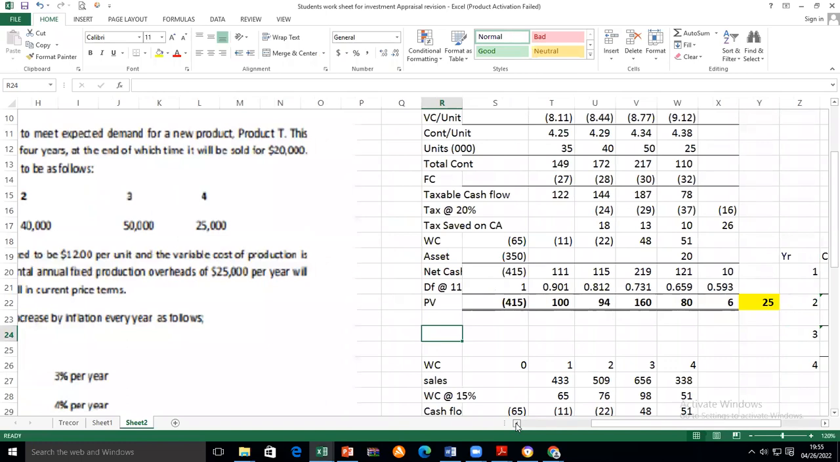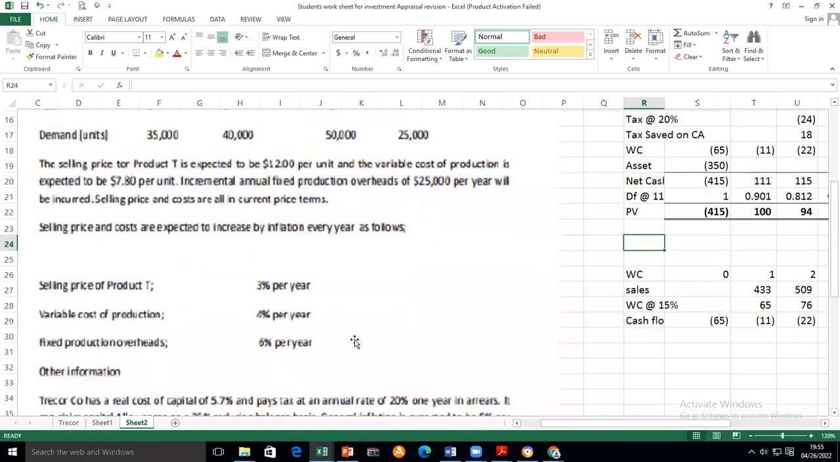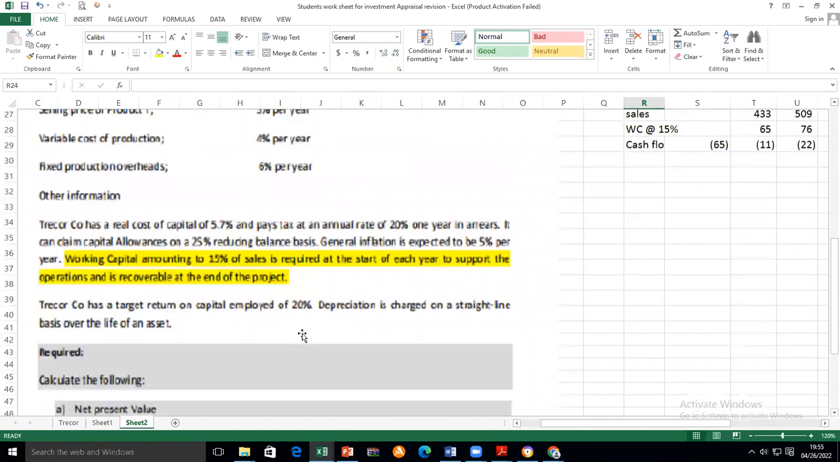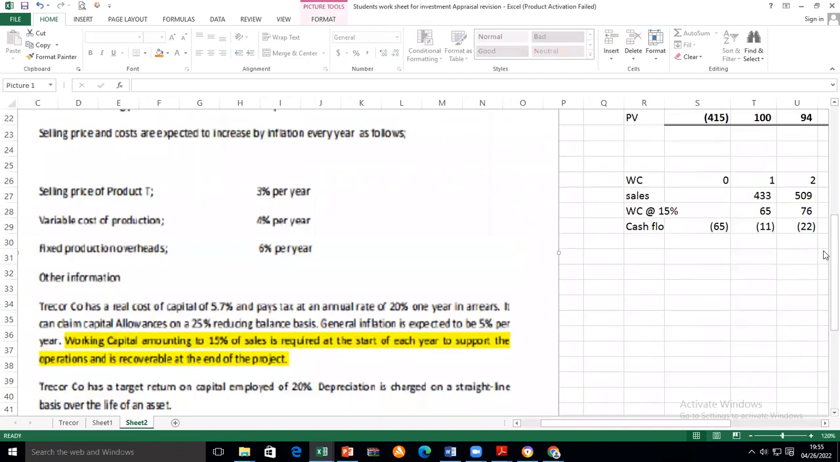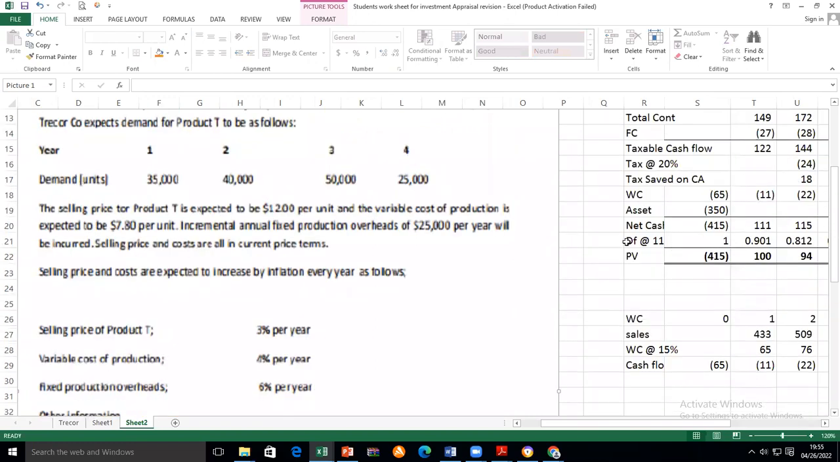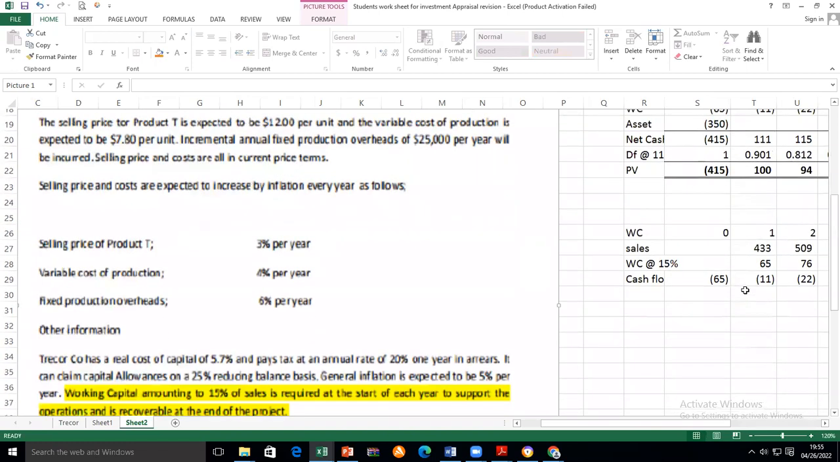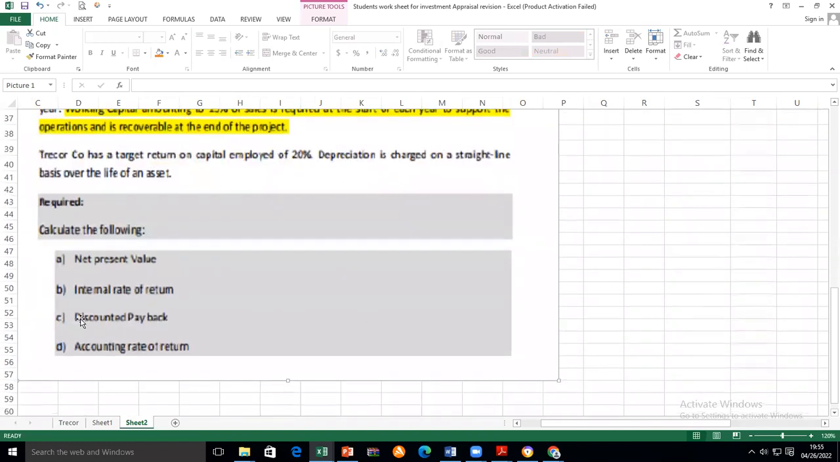So what do we want you to do? I want you now, as you study, to calculate the internal rate of return. I want you to calculate the discounted payback and accounting rate of return using these figures that we have. When we come on Friday, we'll conclude this question. But on your own, please try to calculate the internal rate of return, discounted payback, and accounting rate of return. Okay. That's what we'll do in our next class.